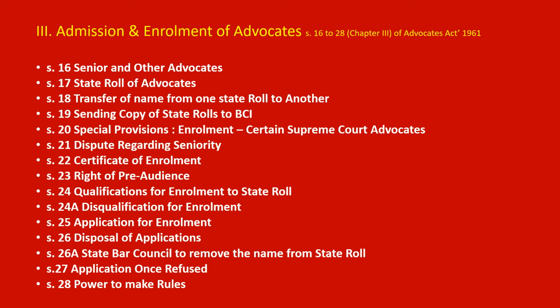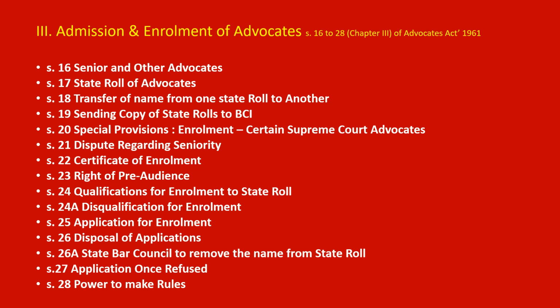Then Section 21 talks about disputes regarding seniority. It says that if both persons are the same in qualifications and one is senior in age, that person will be considered senior. Section 22 talks about the certificate of enrollment, and there is a necessary condition that if the candidate has undergone any change in address, within 90 days he has to inform the respective Bar Council. Section 23 talks about the right of pre-audience, which is based on seniority.